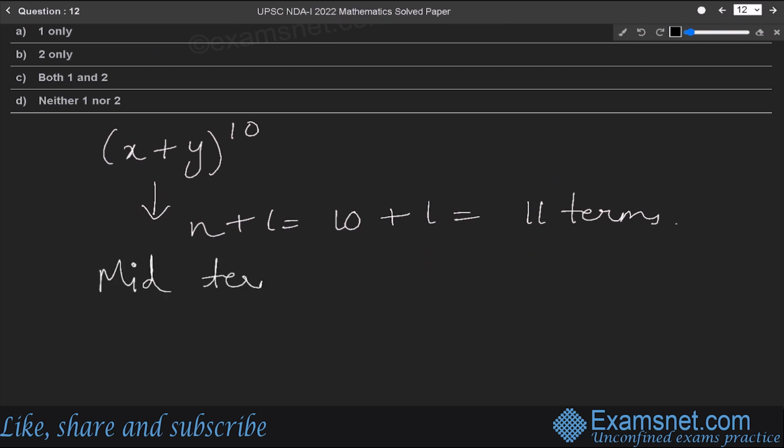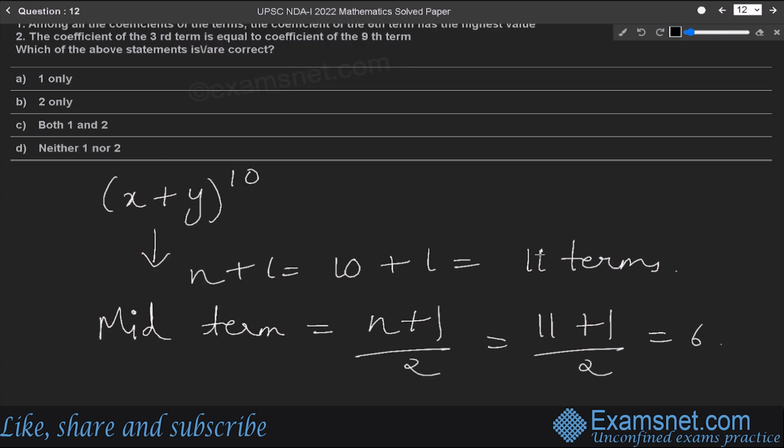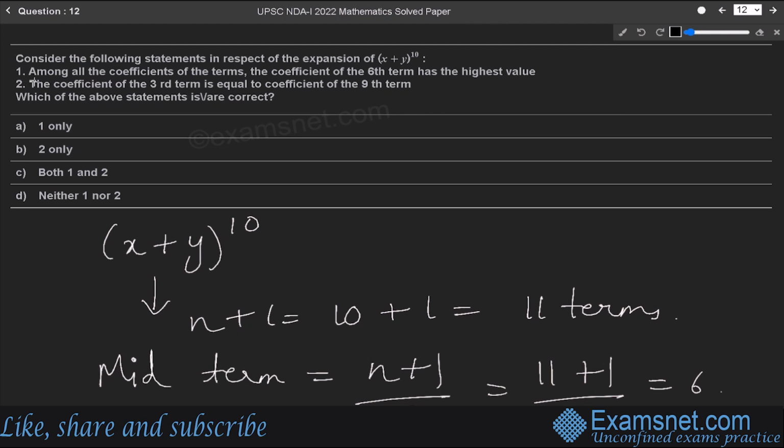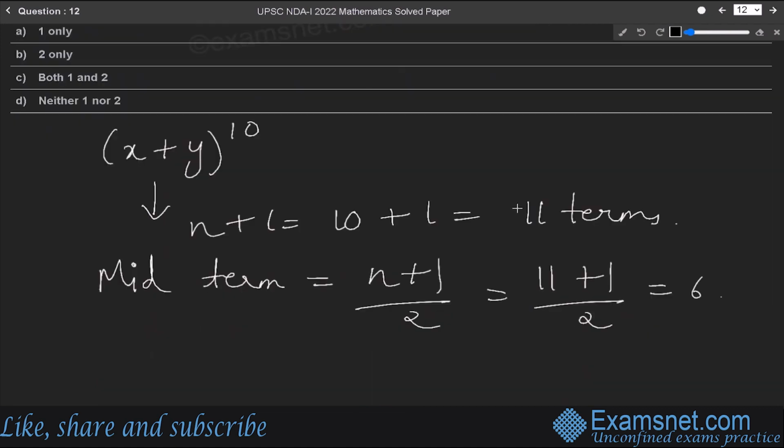Middle term is equal to (n + 1)/2. N is 11, so (11 + 1)/2 gives 6. Therefore the first statement is correct, which is, among all the coefficients of the terms, the coefficient of the sixth term has the highest value. Therefore we can say that statement 1 is correct. Now let us look at statement 2, which is, coefficient of third term is equal to coefficient of ninth term.